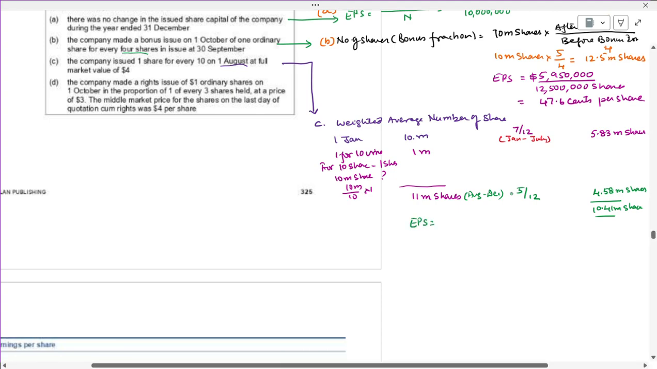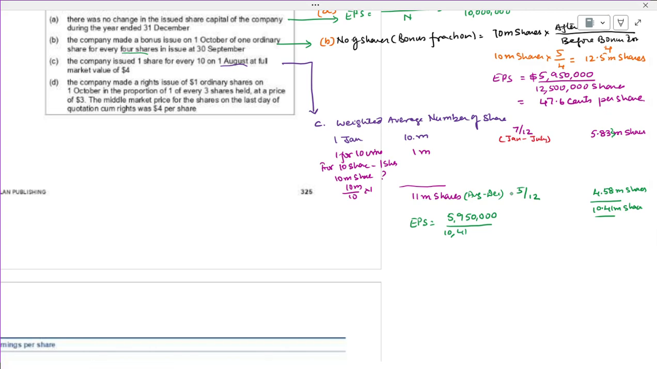EPS. What is the 5950? We are a little bit careful on this. Okay, rounding off. 10.41. We don't know how this is 3, this is 4 point, how much did you get? 11 times 5 divided by 12 comes to 4.583. Okay, 4.583. If it is 4.583, it comes to how much? 10.416. Check again.